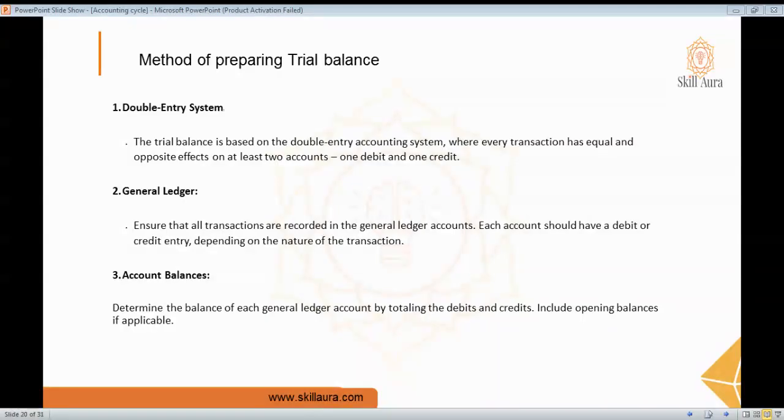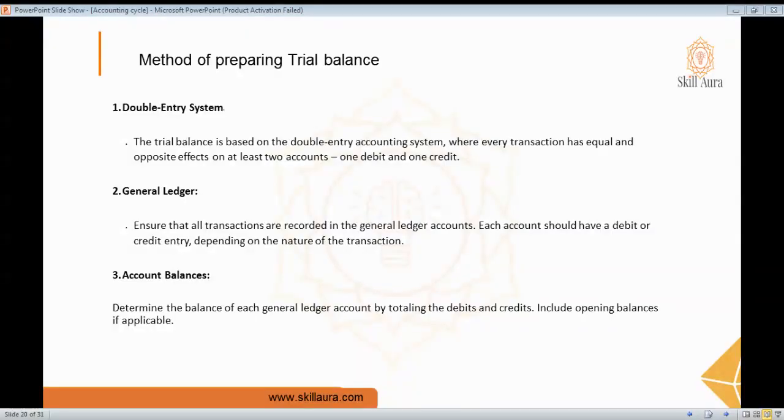The second one is journal ledger. Ensure that all the transactions are recorded in the ledger account. Each account should have a debit or credit entry, so it depends on the nature of the transaction. And each account will be debited or credited.